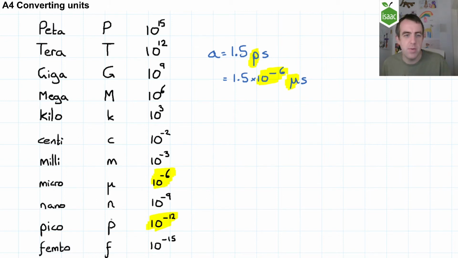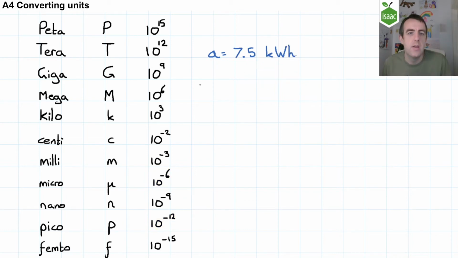So to get from pico to micro, we have to go twice up this list, which means we have to first of all multiply by 10 to the negative 3 to go up once, then multiply by another 10 to the negative 3 to go up again. This technique also works where you've got composite units like watt-hours or kilowatt-hours in this case. Kilowatt-hours is the same as times 10 to the 3 watt-hours.